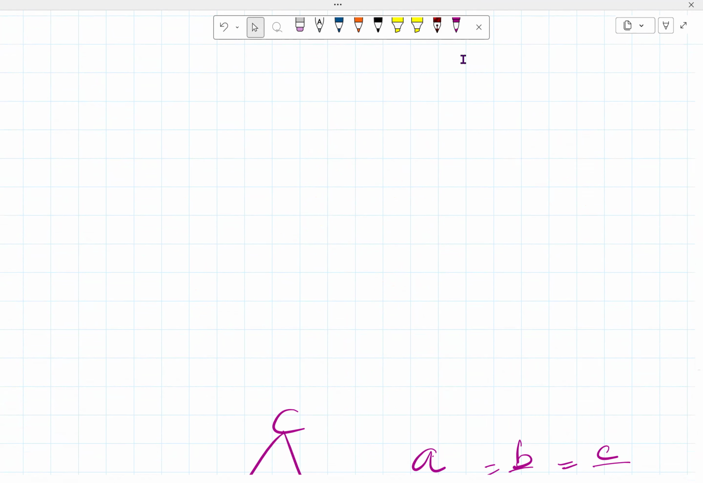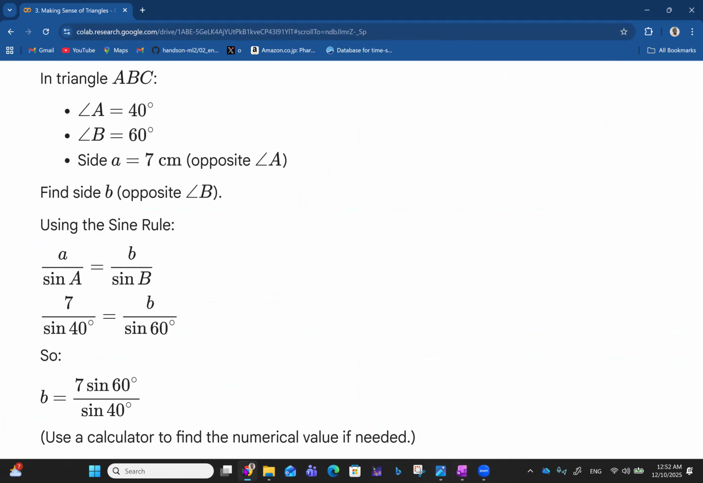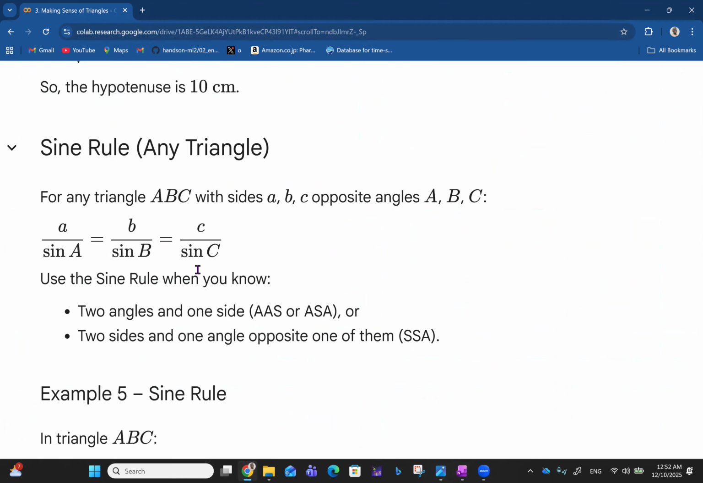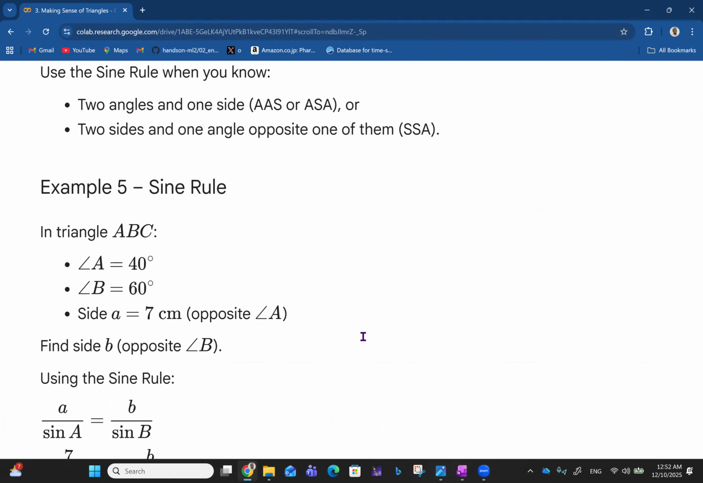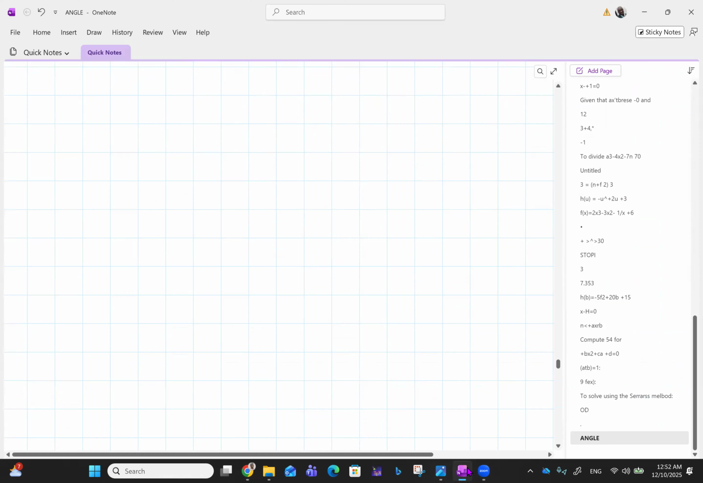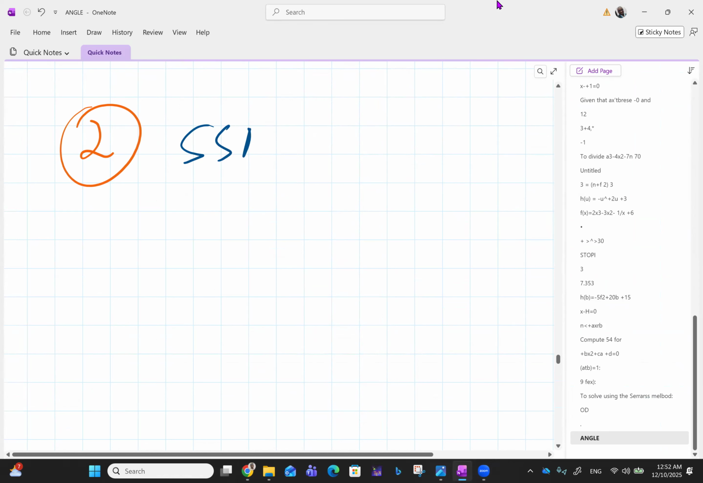So if we look at the rule again, it's a side angle. The second rule says two sides and one angle opposite one of them. Okay, two sides and one angle opposite one of them. So that means we have side angle. So maybe you are given this side and this side.